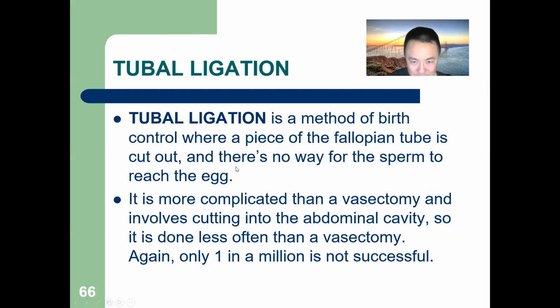Okay, tubal ligation. The male equivalent is called the vasectomy. Tubal ligation is a method of birth control where a piece of the fallopian tube is cut out, and there's no way for the sperm cell to reach the egg. It is more complicated than a vasectomy and involves cutting into the abdominal cavity, so it's like a full-out surgery. So it is done less often than a vasectomy. And again, only 1 in a million is not successful.